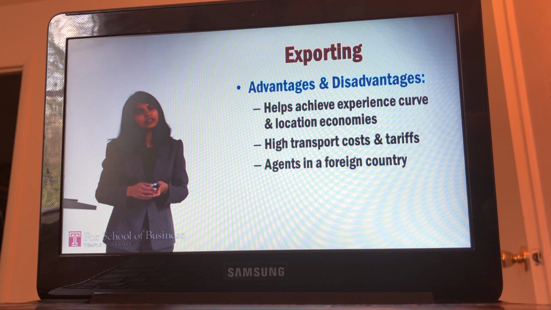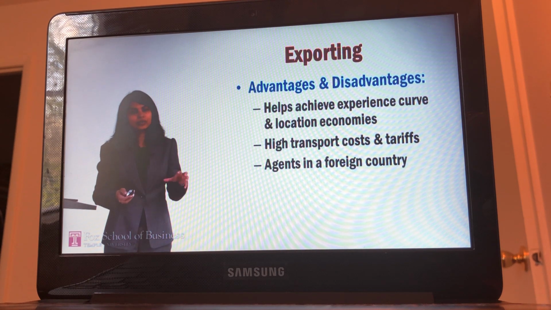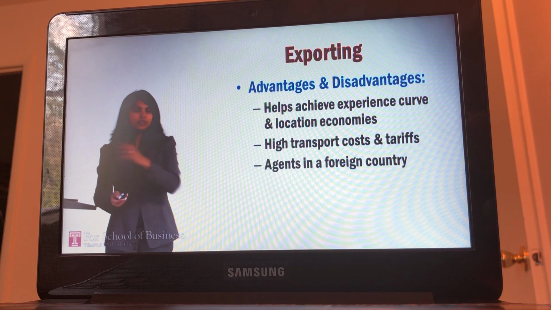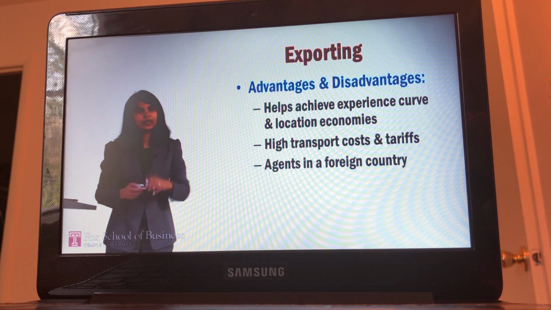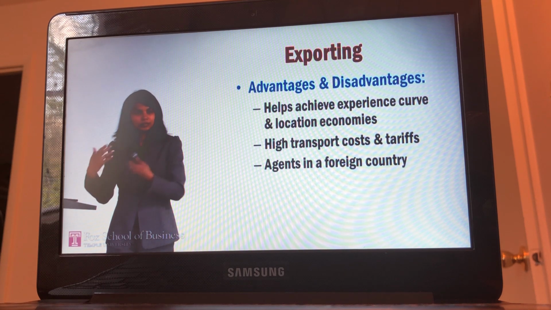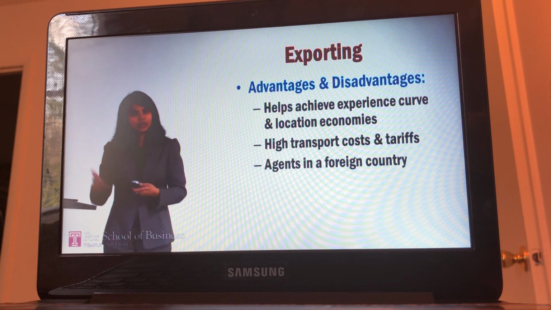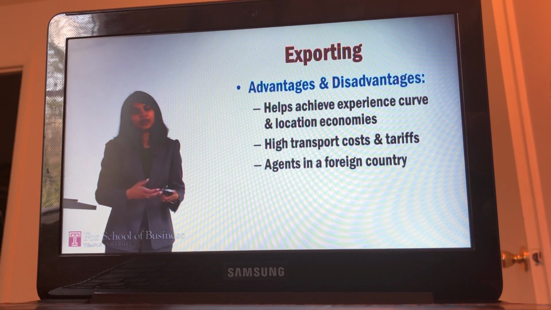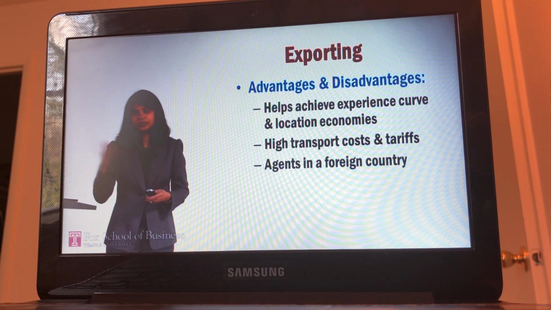And finally, there are certain issues which revolve around local agents which you give the contract to sell your product in that foreign market, and that agent might not be totally invested or might not be totally motivated to sell your product, because that agent might be carrying products of multiple companies.